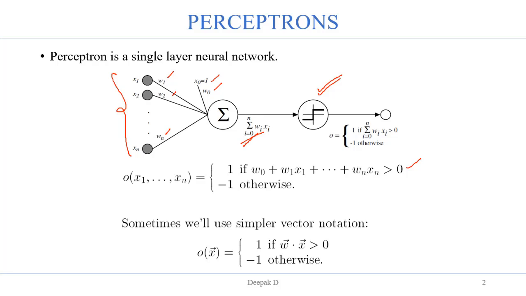The perceptron works on these simple steps that I have explained. First, all the inputs, that is x1, x2 till xn, are multiplied with their respective weights, which are w1, w2 till wn. Then we add all these multiplied values, and we call this the weighted sum. This entire term is called the weighted sum.